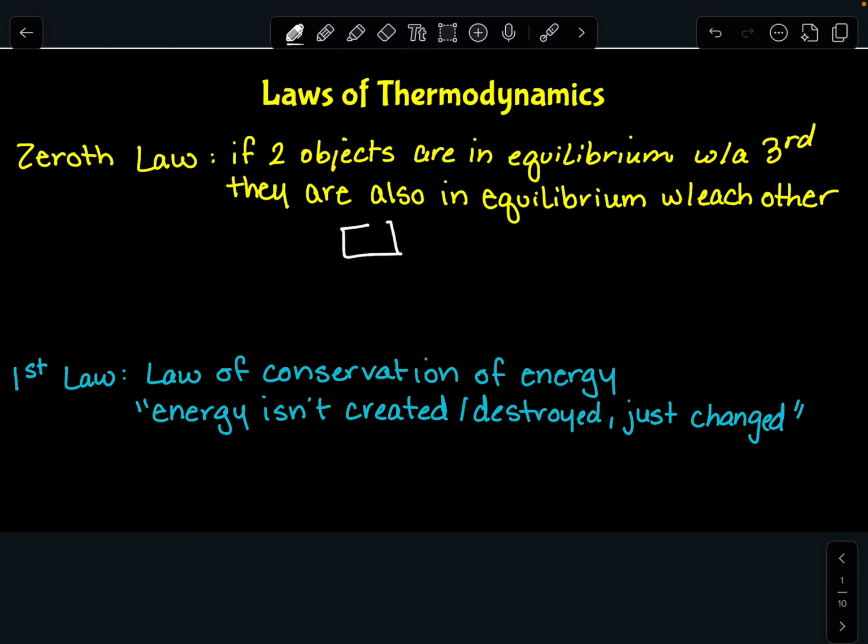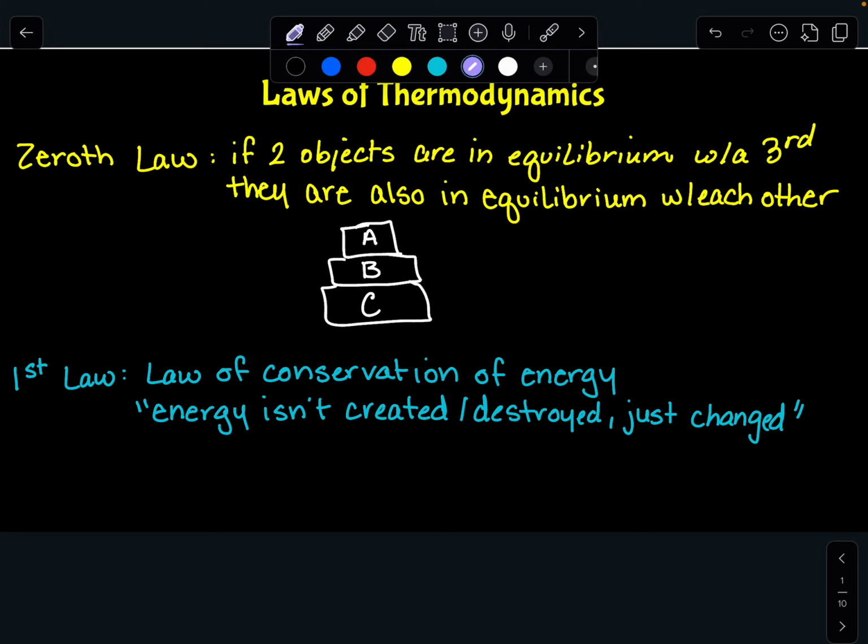So let's say I'm meal prepping and I'm stacking my containers after my meal prep, and I have containers A, B, and C. Well, the zeroth law states that if A and B are at the same temperature, or what's called thermal equilibrium with each other, and B and C are also in thermal equilibrium with each other, then we can assume that A and C are in equilibrium with each other. So that's super easy. And so is the next law.